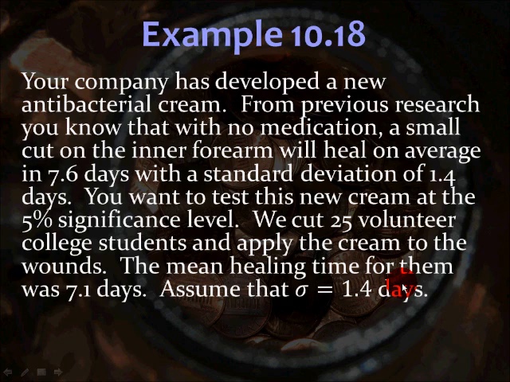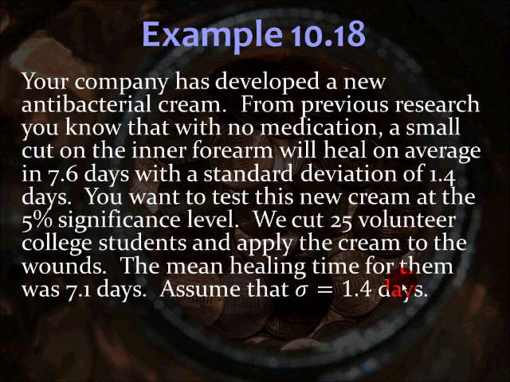Let's take a look at example 10.18. Your company has developed a new antibacterial cream. From previous research, you know that with no medication, a small cut on the inner forearm will heal on average in 7.6 days with a standard deviation of 1.4 days. You want to test this new cream at the 5% significance level. We cut, and you can question the ethics of this experiment, we cut 25 volunteer college students and apply the cream to the wounds. The mean healing time for them was 7.1 days.